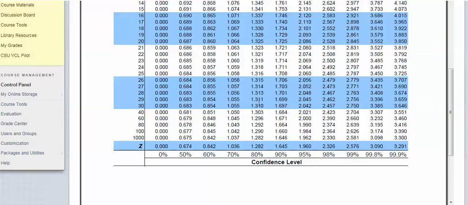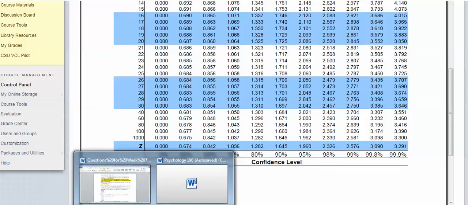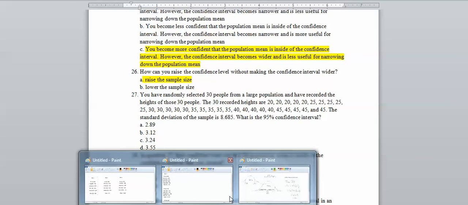We get 1.699. That should be the answer. Oh, no. This, all 27 asks us to do is to create the confidence interval. So it's not broken into 3 separate questions like it was earlier. It's just one question. So what we do now is we have to get our margin of error.